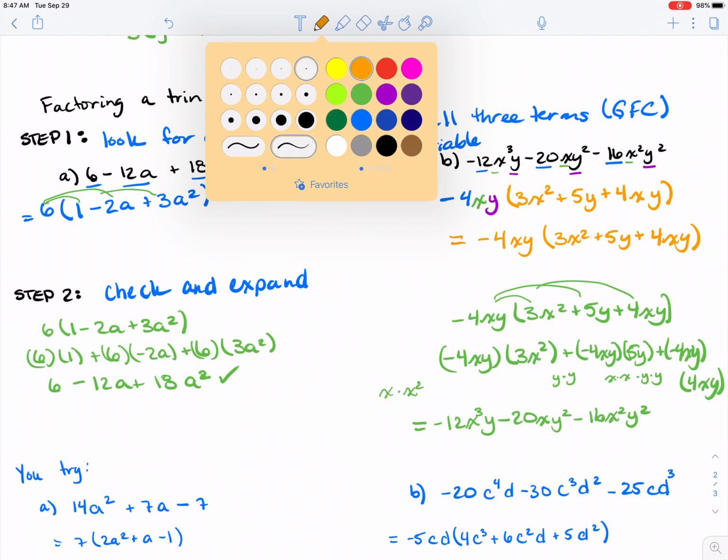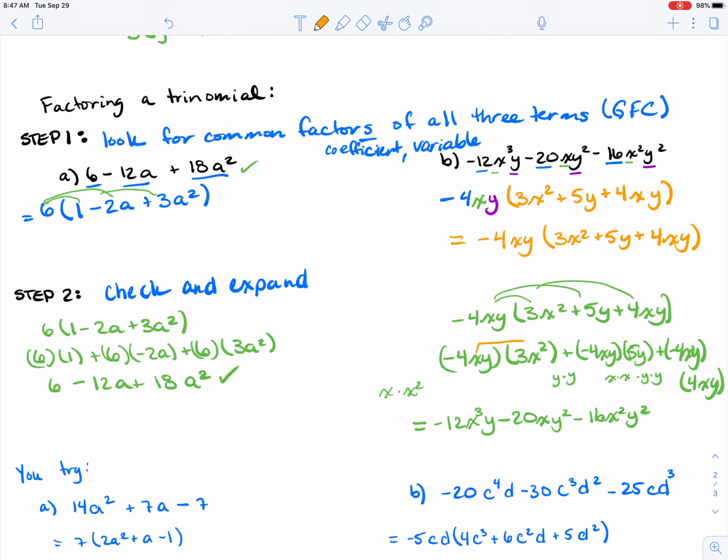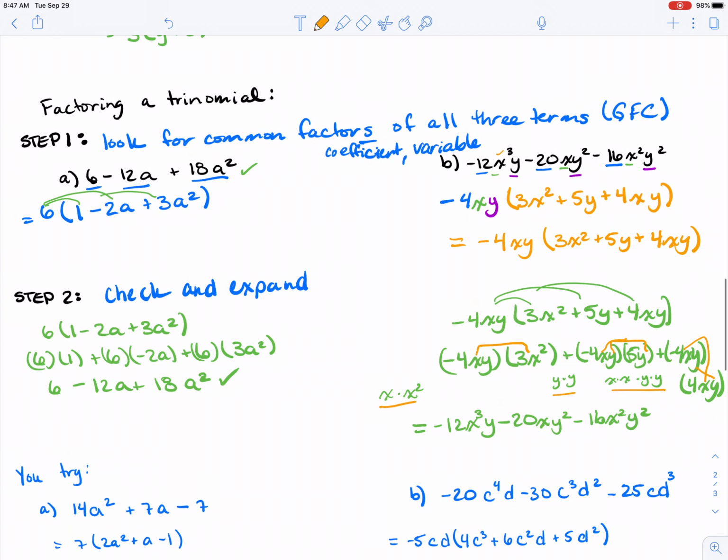So I hope you see where I'm getting this. So I'm taking this here. That's my y's, and then of course my x's, and then my y's. So I have to make sure that I'm using my exponent laws when I'm looking at my variables. Now, did I come up with the same thing I started with? Minus 12x cubed y? Yep. Minus 20xy squared? Yes. And minus 16xy squared? Yes. So I did come up with the same thing.